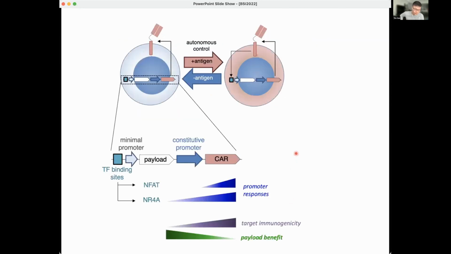So with those main points, I'd like to summarize for the sake of time. The system I've described here is an expression system where you can engineer primary human T cells, where you have the constitutive expression of CARs, but also inducible expression of payload, where the control of the payload delivery is now autonomously controlled based on the sensing of the antigen.